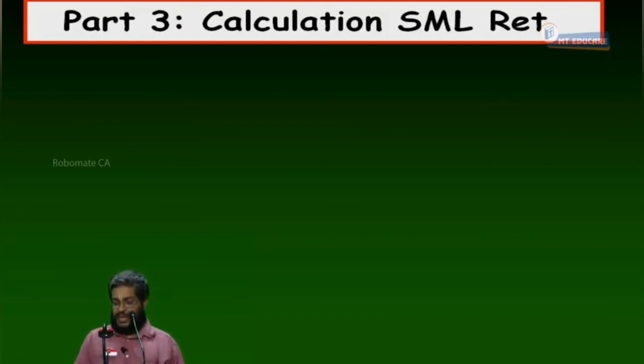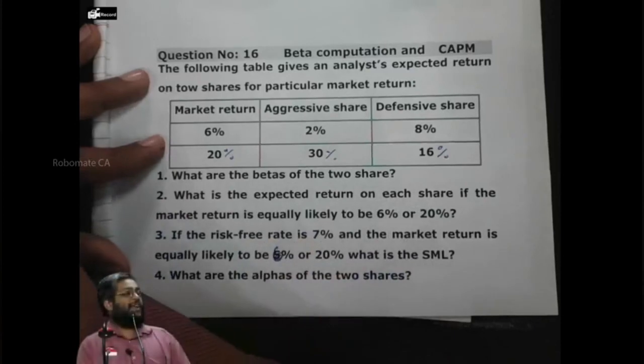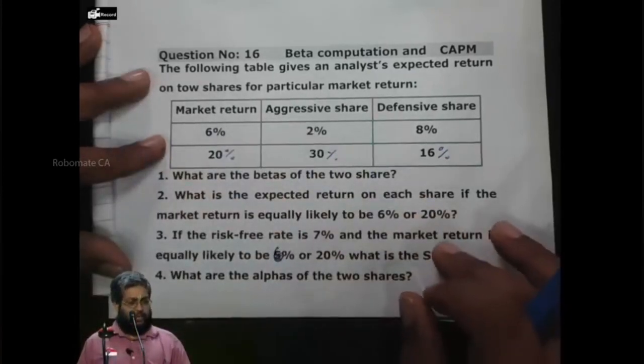Before that, tell me the formula. What is the SML return formula? K is equal to RF plus beta into RM minus RF. Now, do we have RF for the problem or not? Yes, it is 7%. Beta, you have or not? Yes, already calculated for aggressive as 2 times. The difference is 0.5 times.